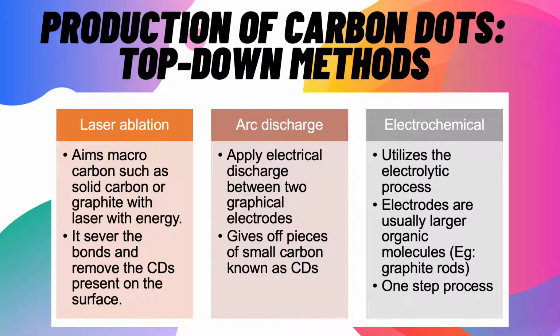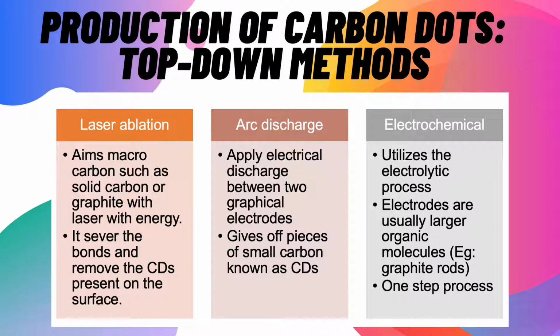So the production of carbon dots, there are actually like two ways. One is the top-down methods, and the other way is the bottom-up approaches. So first we will see the top-down methods. The three main top-down methods that I'll be discussing would be laser ablation, arc discharge, and electrochemical. So laser ablation, it aims macrocarbon such as solid carbon or graphite with laser energy, and it severs the bonds and removes the carbon dots present on the surface.